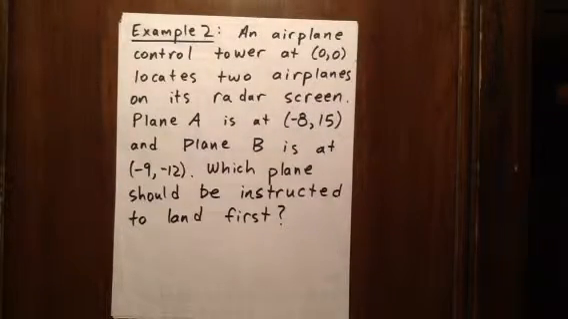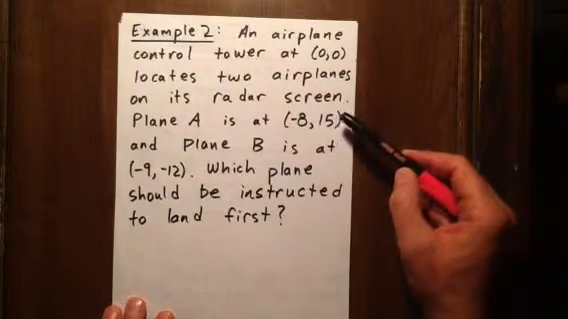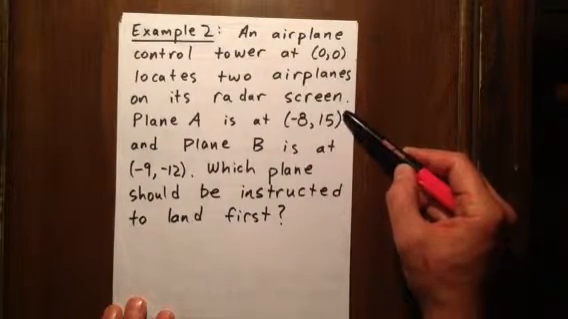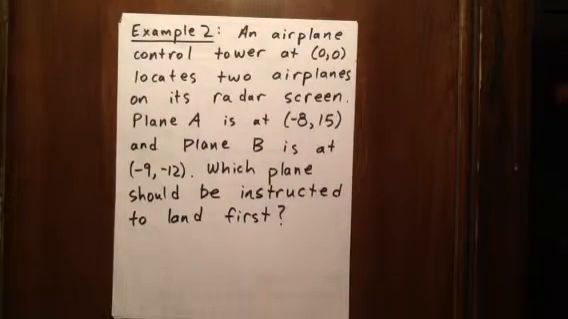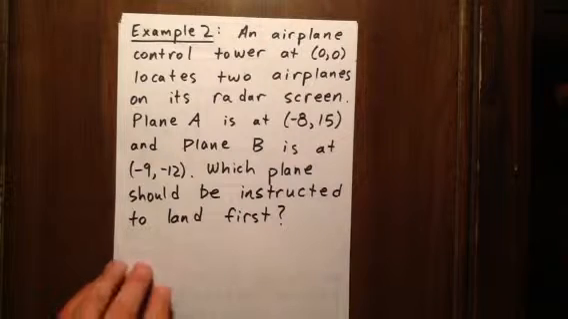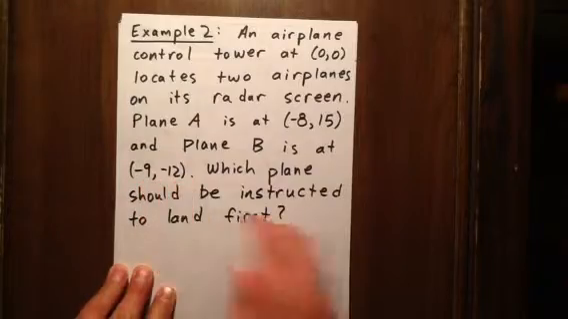Okay, next we have an airplane control tower, which is located at the origin. It locates two airplanes on its radar screen. One of them, plane A, is at (-8, 15) on the Cartesian plane, and another one, plane B, is at (-9, -12). We want to know which one should be instructed to land first. Using common sense, we'll assume that the planes are going at the same speed. We want to tell the closer one to land first. So we're going to figure out the distance of this point to the origin and the distance of that point to the origin.